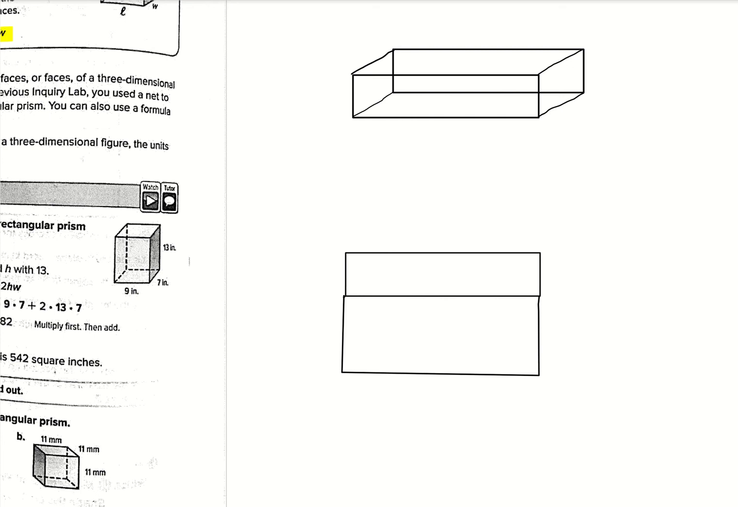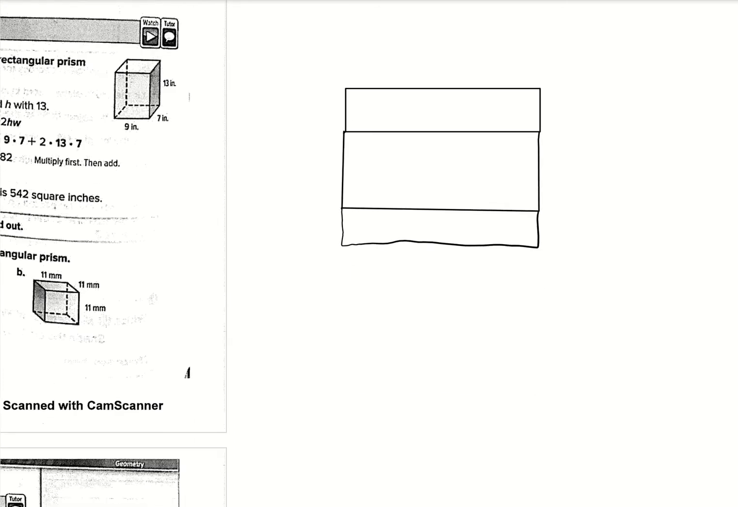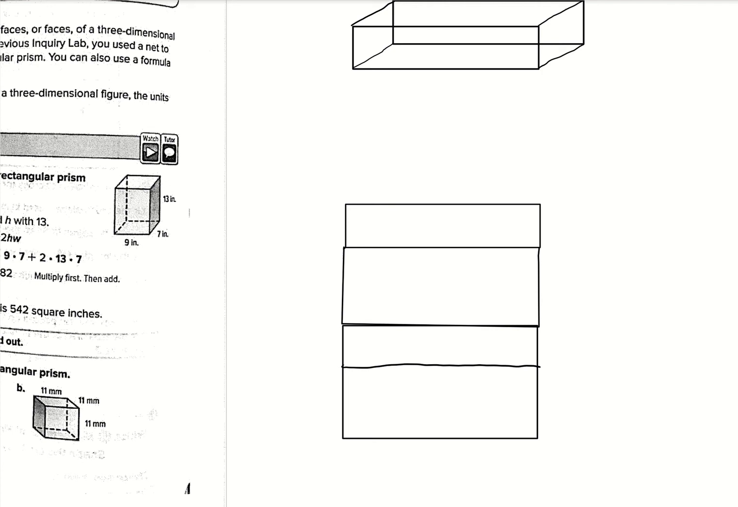And I'm aware that these are not going to look perfect. That's okay. And then we have the back. The back and the front should be about the same size. And then the bottom. And then we've also got the two sides, which should line up like this. Okay, so we can picture it this way.